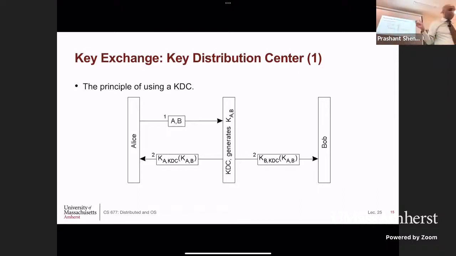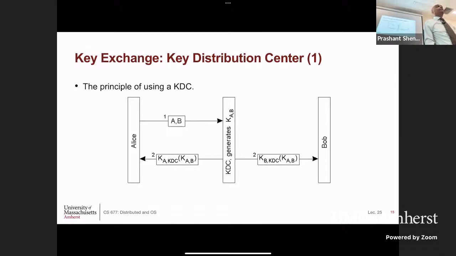In this case, the key also has to be sent to Bob, saying Alice wants to talk to you. Here is the key you're going to use for communication. And that is encrypted with a different key that only the KDC and Bob know. So this is one way you can exchange keys in a secure way, because everything has gone encrypted. There is no chance that someone else can intercept it and extract the key. Even if they intercept the message, they can't decrypt it because it's encrypted with a key that only the KDC and Alice know.